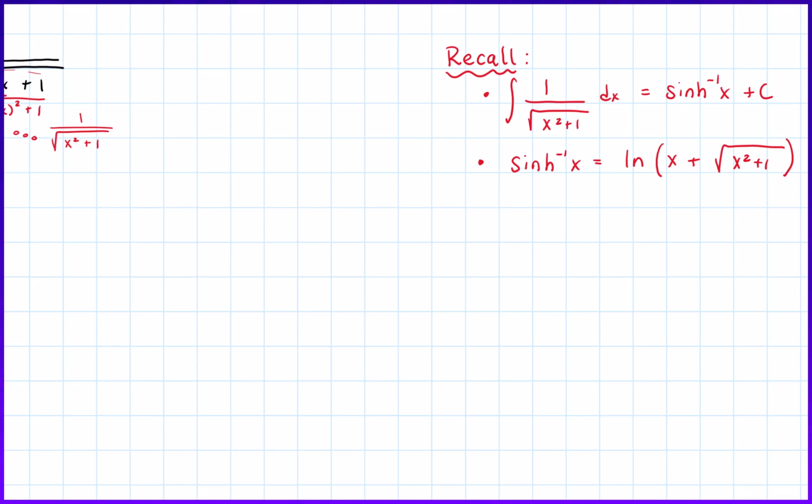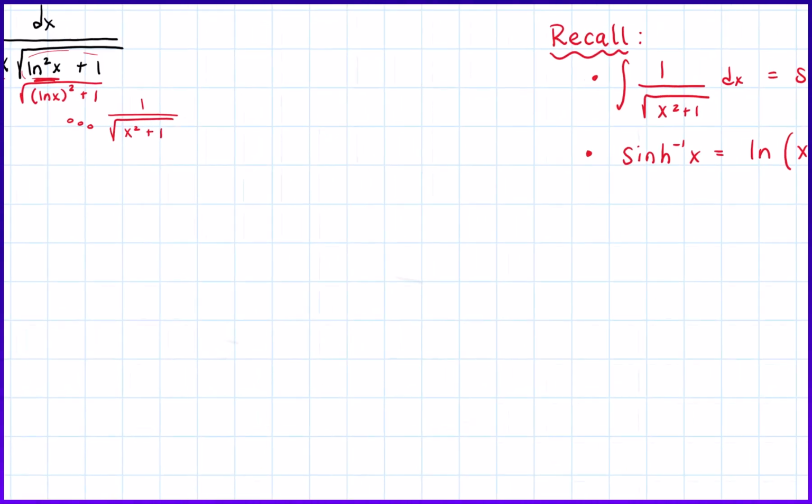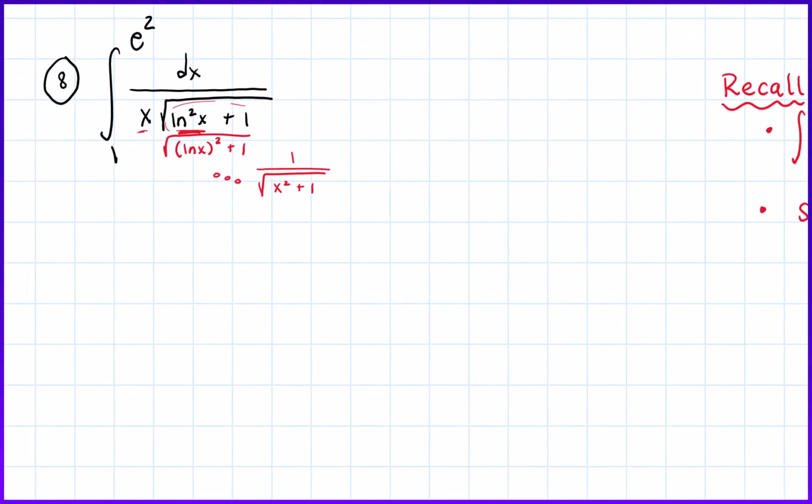And so just as a quick little recall, I actually have two little recalls over here. From our formula list, the integral of 1 over the square root of x squared plus 1 dx is equal to the inverse hyperbolic sine of x. So if we have that in our memory and in our reference sheet, we could say, oh, look at this.